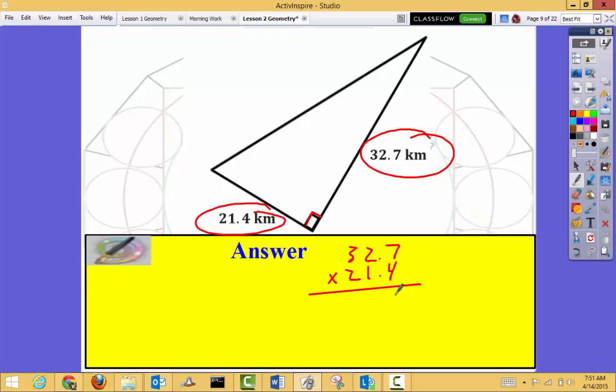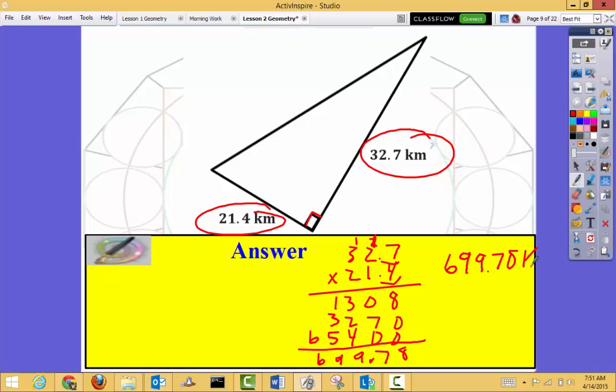Now, I just multiply across for 8, carry that 2, 0, and there's 2 decimals. So this is 699.78 kilometers squared. All right.